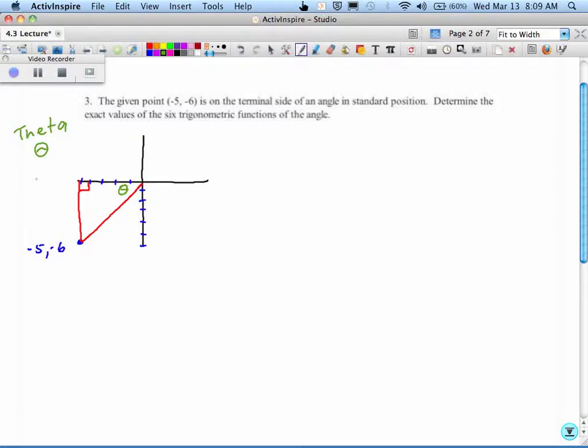Because theta represents an angle. So right now, remember, it's representing the angle. Theta could be 30 degrees, could be 29 degrees, could be 18 degrees. It represents an angle, yes, angle measure that we don't know yet.